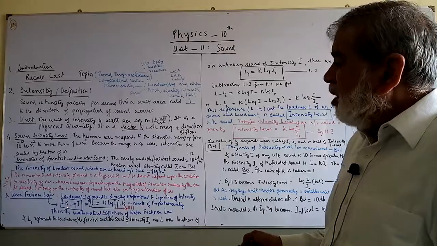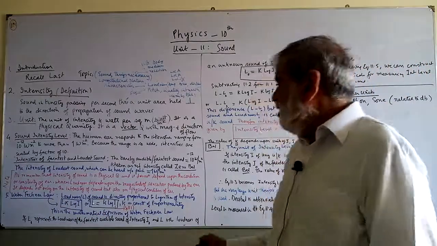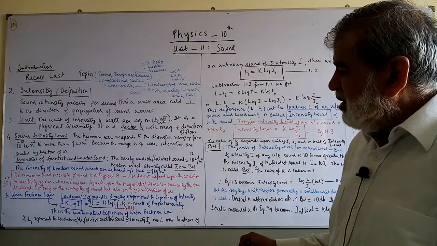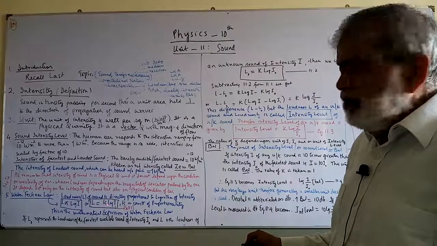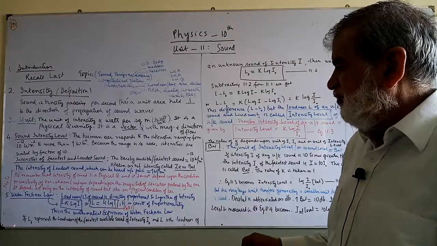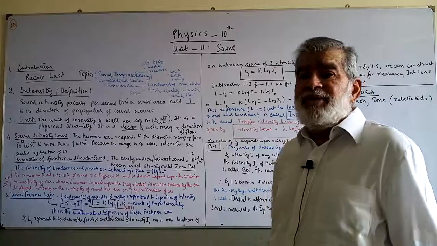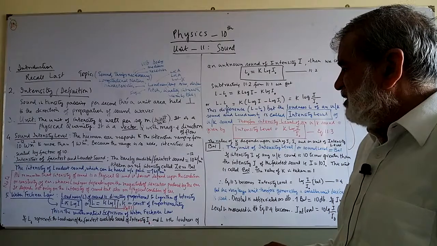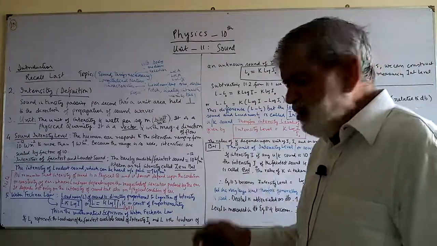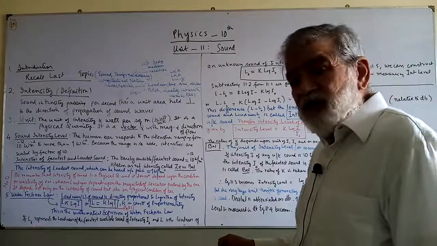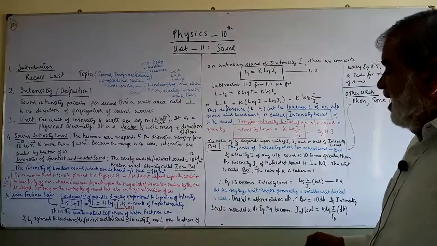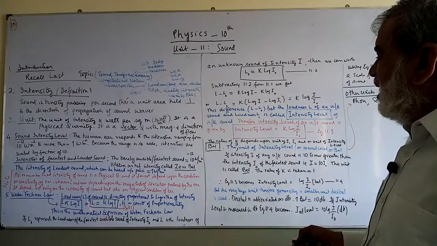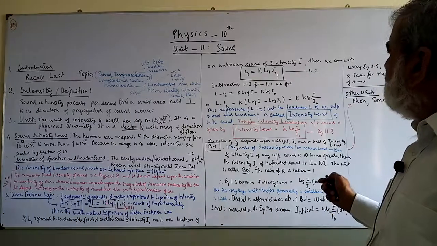Okay, now converting proportionality into equality, we come to loudness L is equal to k log I, where k is a constant of proportionality. Now another thing comes up: if L naught represents the loudness of the faintest audible sound of intensity I naught, if I naught is the faintest audible intensity and L naught is the loudness that it produces, and if L is the loudness of an unknown sound of intensity I, then we can write that L naught is equal to k log of I naught.